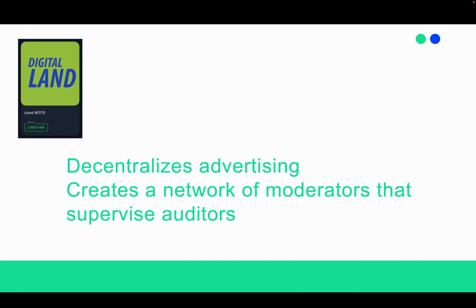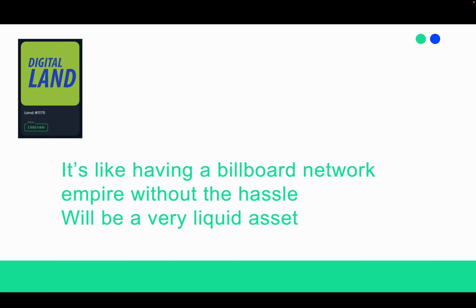What this does is that it decentralizes advertising, because instead of having one network serve all of the ads, we have millions of digital landowners that operate the geofences centered around those places. It also creates a network of moderators that supervise the auditors that we have assigned to each area, to limit fraud and maximize the quality of ads, because ad moderation is really not about spam mitigation. People are already paying to show the ads, so that limits a lot of the spam. It's also for quality purposes.